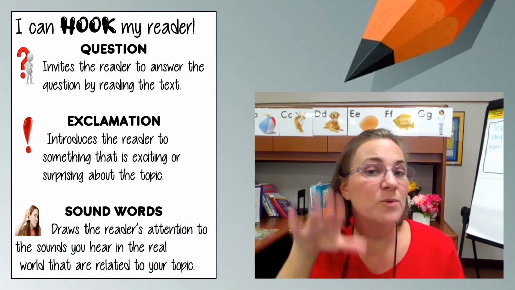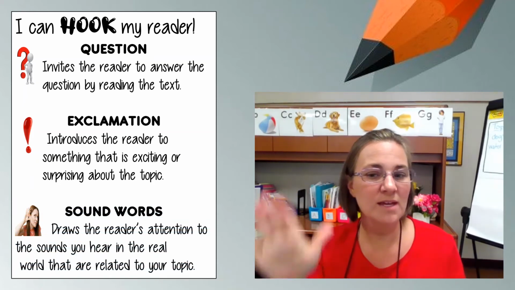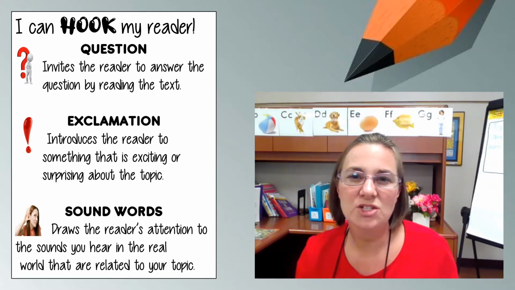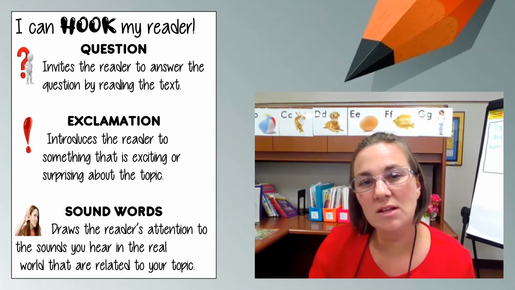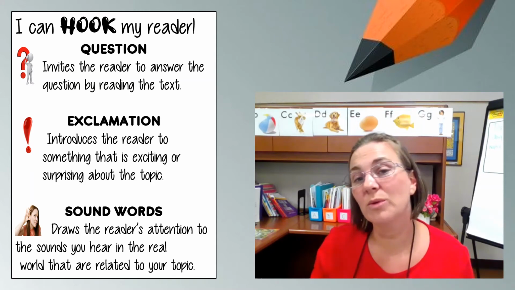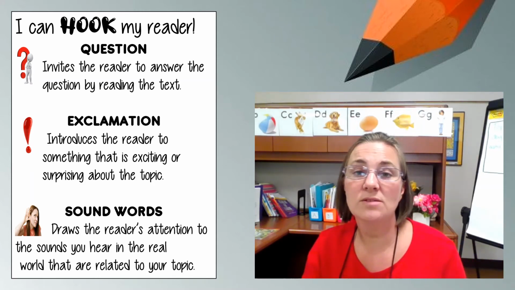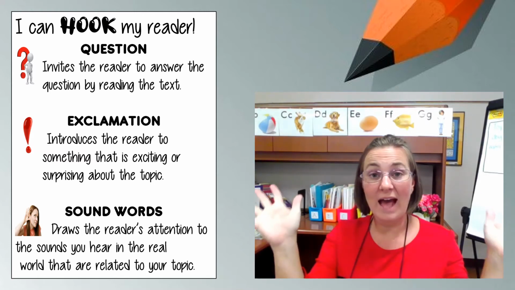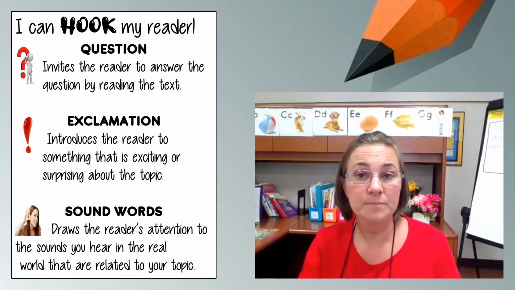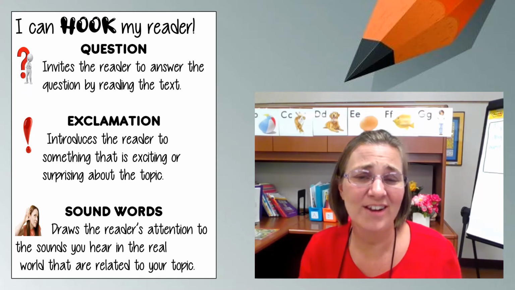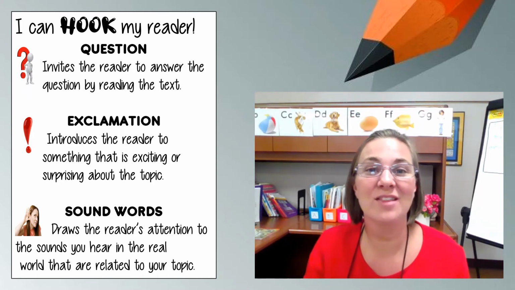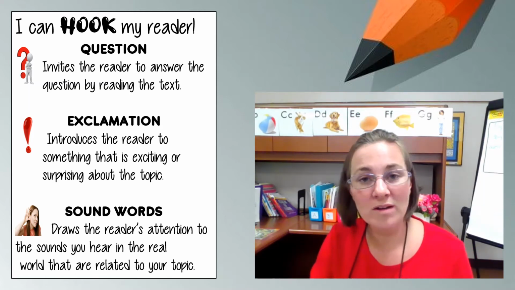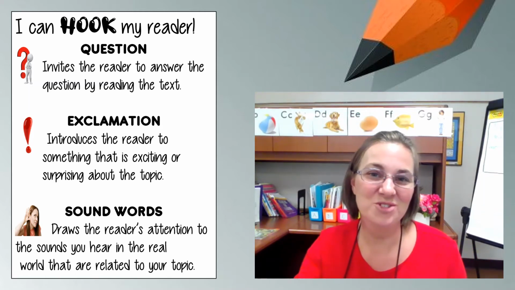And finally, we have sound words. Can you do that with me? Sound words. Yeah. So this draws the reader's attention to some sounds that they'll hear in the real world that are related to your topic. These are sounds like meow, if you're writing about cats, or splash, maybe you're writing about water. Words that your reader would hear if they came and got into your topic in the real world. So these are 3 special types of leads that we're going to try out today as ways to introduce our writing.